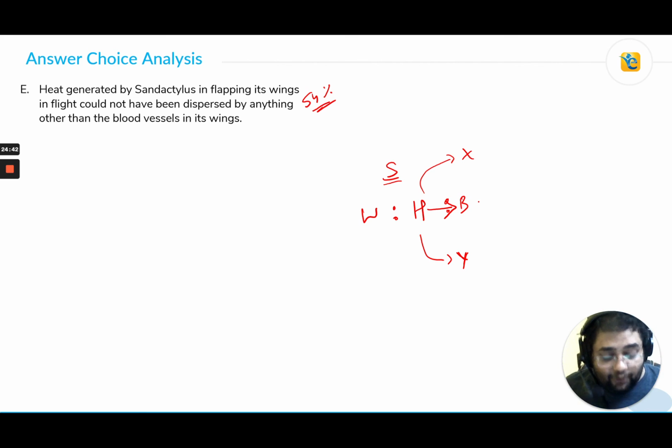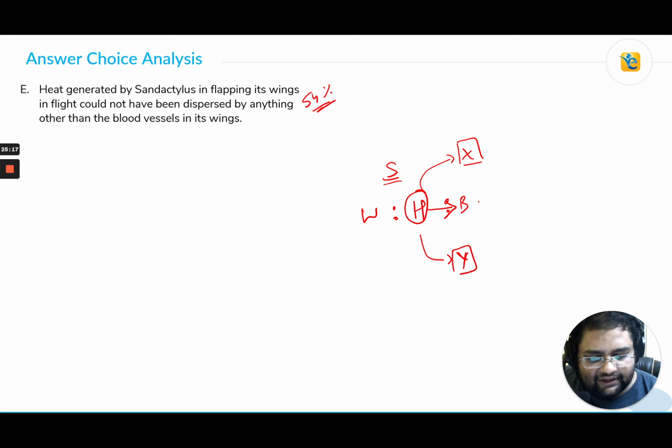Why is this wrong? You have to negate it. So what if this heat dissipation can happen through other sources as well? Think about it. Let us say you have X, B and Y. These are three primary mechanisms of heat dissipation. B is of course the blood vessel network, and then you have these other two, X and Y. Option E, if you negate, it means that the heat that is generated by the Sandactylus could have been dispersed by other factors also, like X or Y.